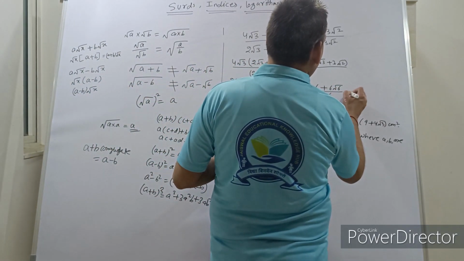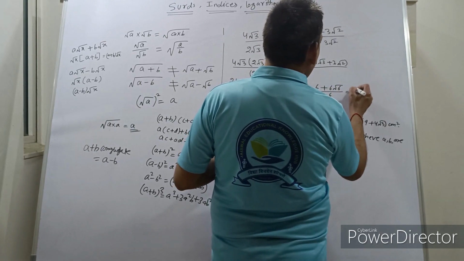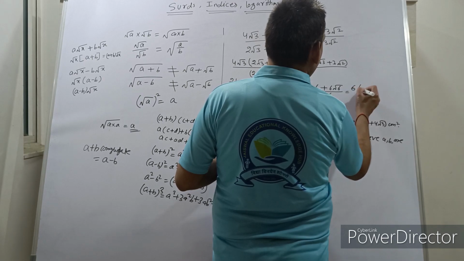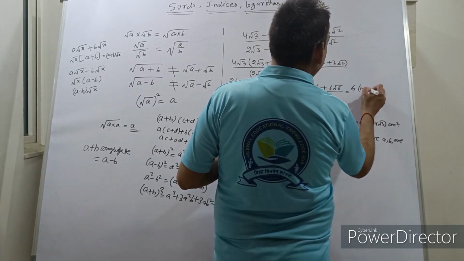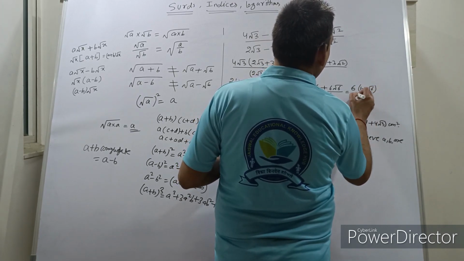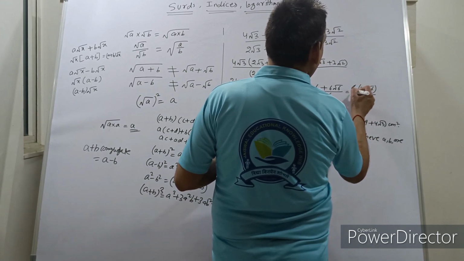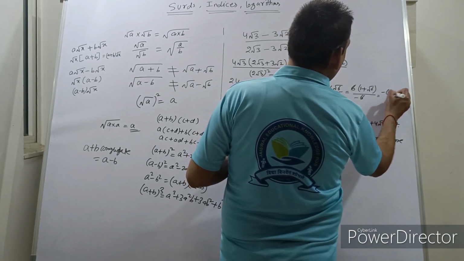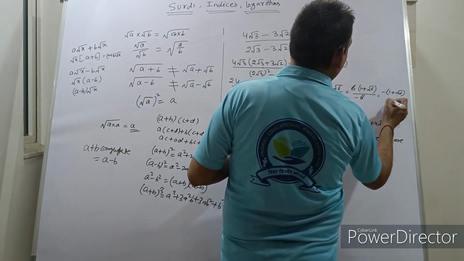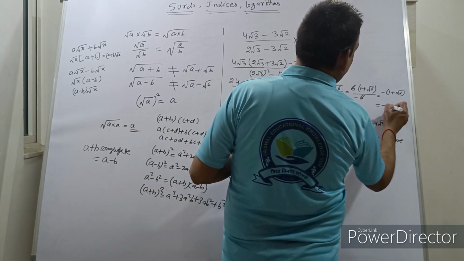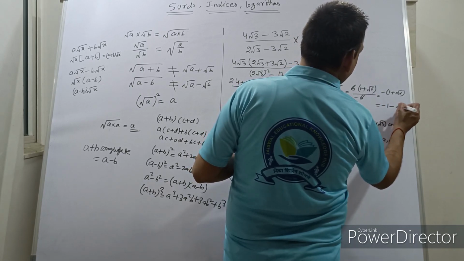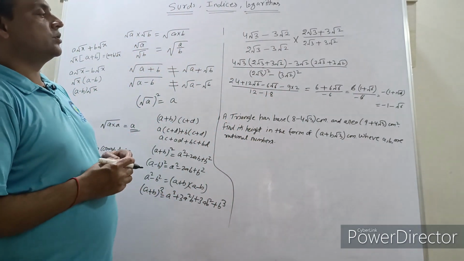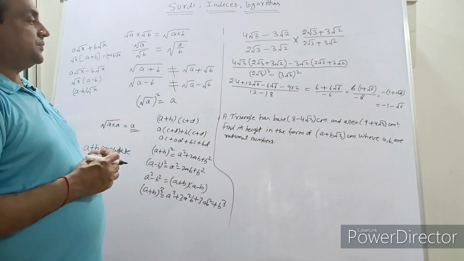Now take the 6 common in this, or you take the minus 6 common. Okay, just take the 6 only, so 6 open the bracket, 1 plus root 6 upon minus 6, this gets cancelled, so remaining is minus 1, so minus open the bracket 1 plus root 6, you can write this, or minus 1 minus root 6. Okay, this is your answer. Minus 1 minus root 6 is the answer.